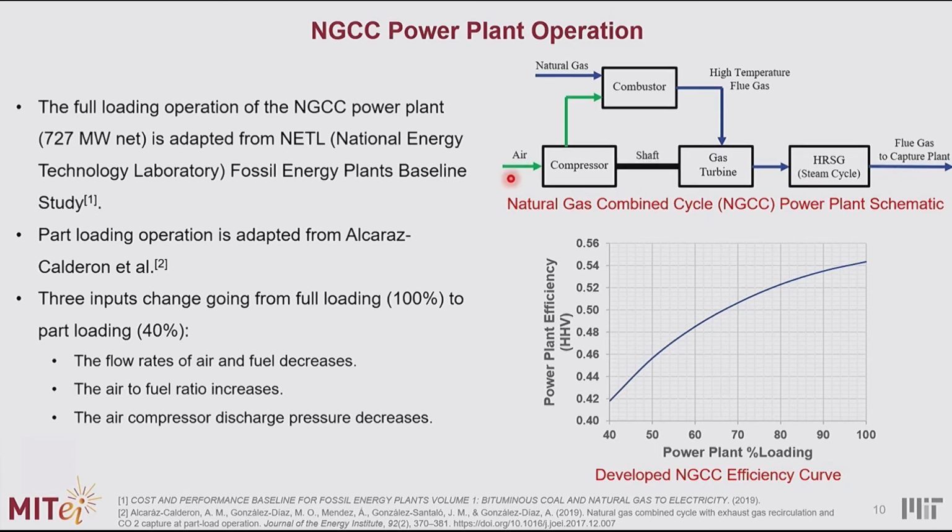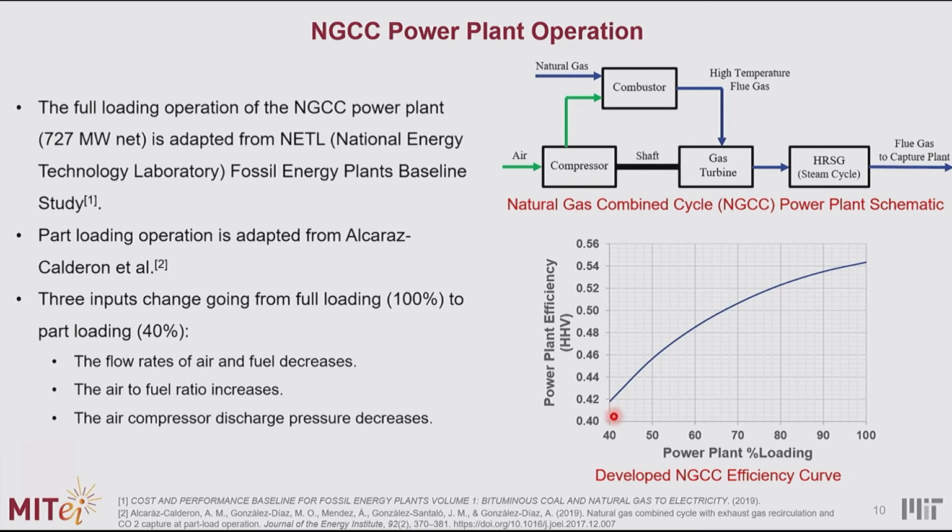This plant at full loading has 727 megawatt net, and then at part loading, three things happen. The flow rate of air and fuel decrease, and the air-to-fuel ratio increases, and you're decreasing the pressure in the discharge from the air compressor.